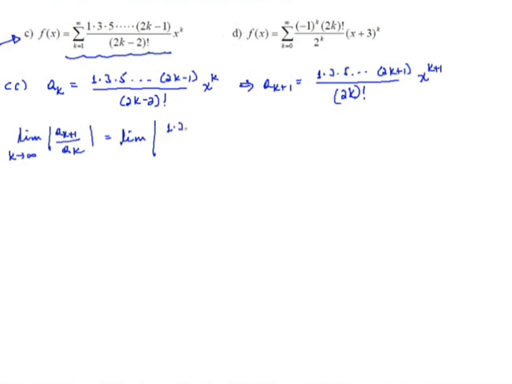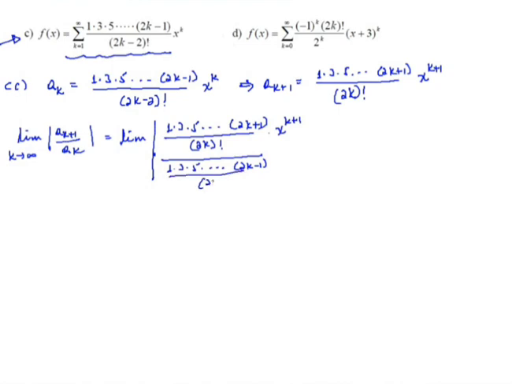So this limit is the limit of, in the absolute value, 1 times 3 times 5 up to 2k plus 1 over 2k factorial times x to the power of k plus 1. This is the k plus 1's term over 1 times 3 times 5 times up to 2k minus 1 over 2k minus 2 factorial times x to the power of k. Okay, we evaluate this limit as k approaches infinity.